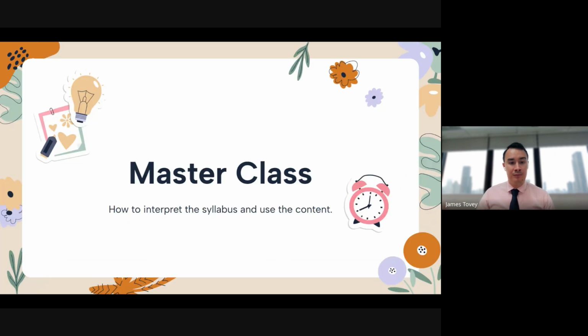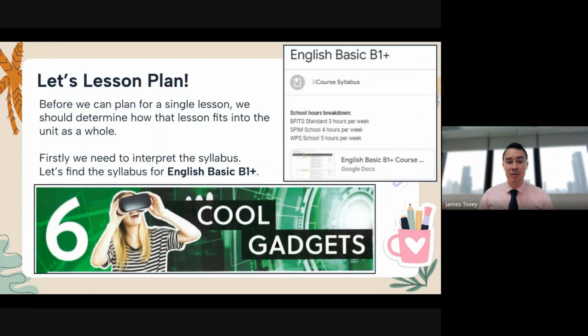Okay. Now, the masterclass, starting off with that, and most importantly, looking at the syllabus. We want to build a lesson plan. We want to plan our lessons out. We want to be organized and prepared going into our classes. But before we can plan for a single lesson, we should determine how that fits in holistically with the whole plan for the rest of the unit and for the rest of the quarter or term. So we need to figure out what we're going to be doing for this lesson, then the next lesson and the lesson after that, and how it all fits together. We need to interpret the syllabus.